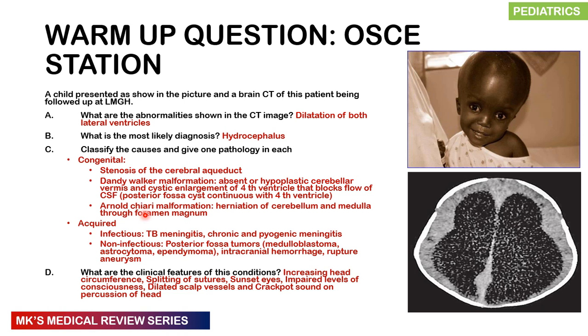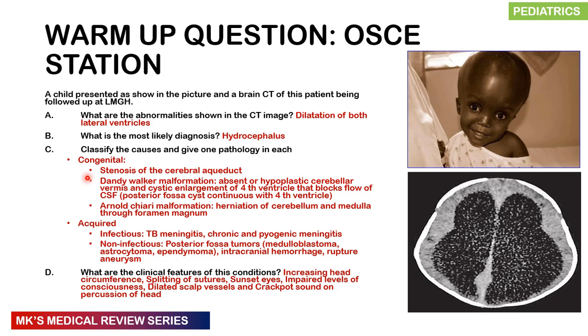So here's our warm-up question, which is an OSCE station. A child presented as shown in the picture and the brain CT of this patient being followed up at Levi Mwanawasa General Hospital. What are the abnormalities shown in the CT image? So you have dilatation of both lateral ventricles. What is the most likely diagnosis? So this is hydrocephalus. Classify the causes and give one pathology in each.